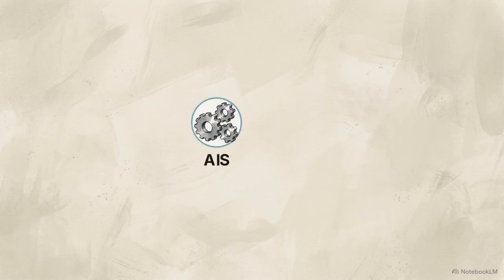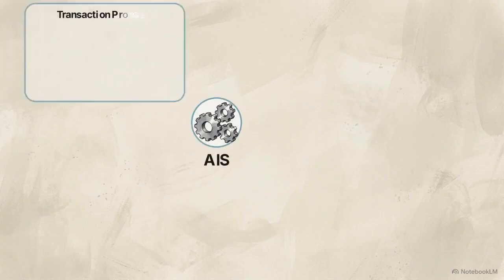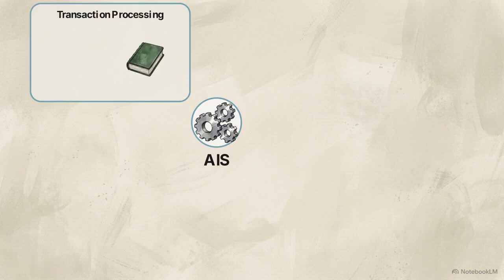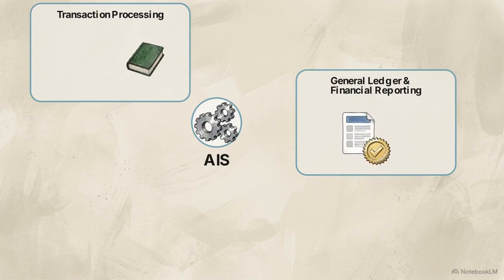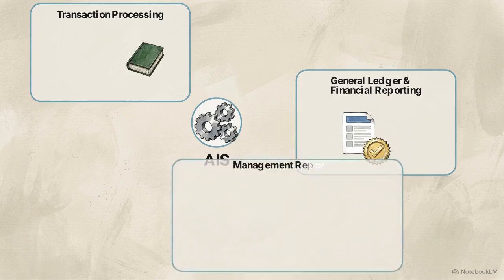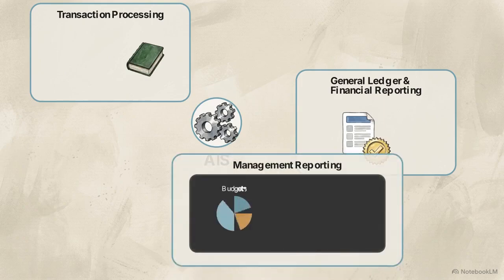The AIS itself relies on three components. The first is the transaction processing system. This handles the high-volume, routine events necessary to conduct daily business, ensuring each transaction succeeds or fails as a complete, secure unit. The second component is the general ledger and financial reporting system. This focuses entirely on external parties, taking transaction data and producing formal financial statements in strict conformity with GAAP. The third component is the management reporting system.